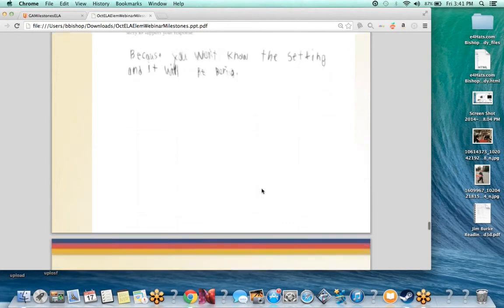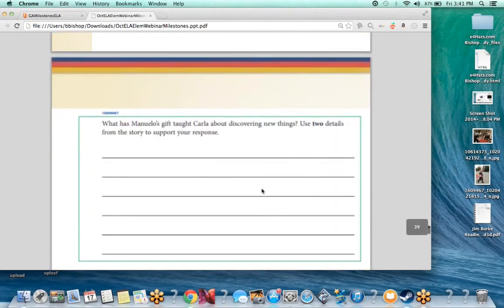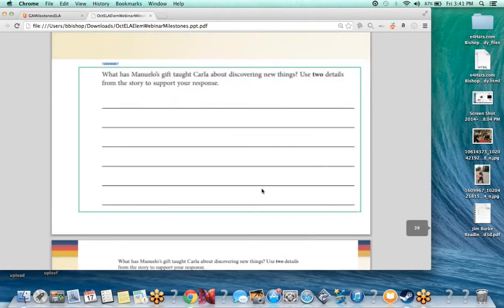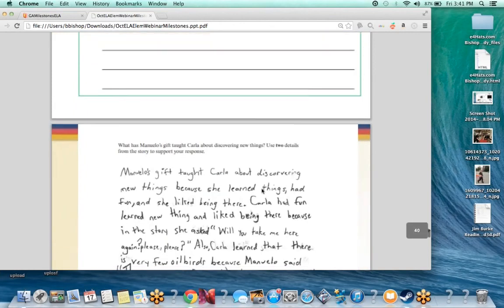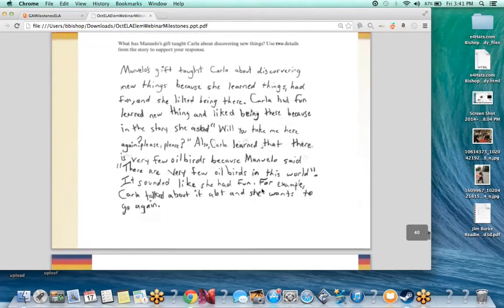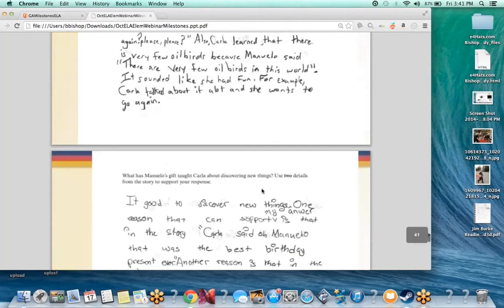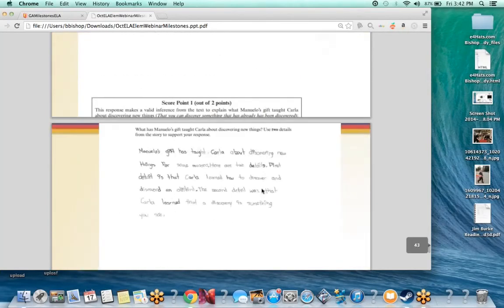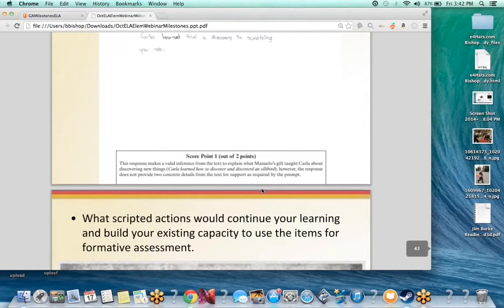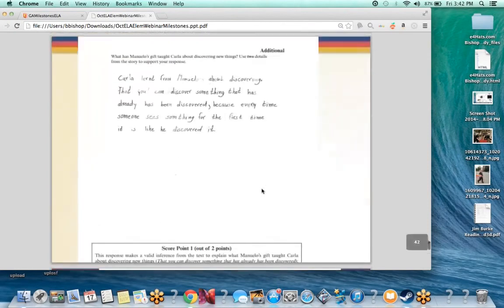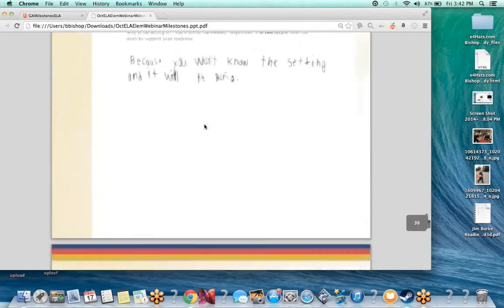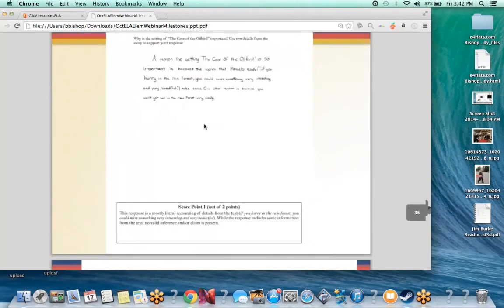There's also, with this particular resource, a second question that goes with that same passage, and again, it has 4 work samples, 2 that are at 2s, 1 that's at 1, and another that is at 0. And so I want to go back to this slide right here, since it's probably the most important for us.